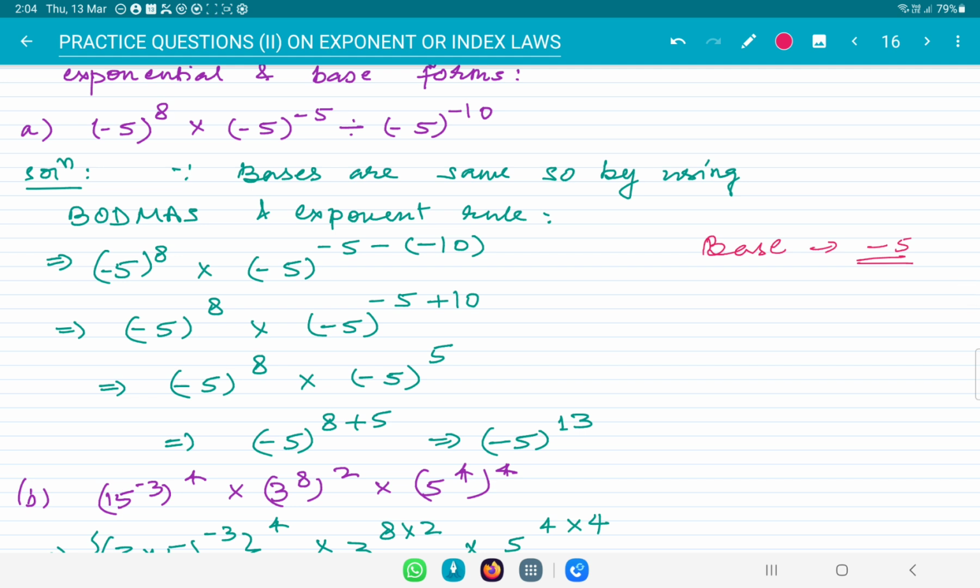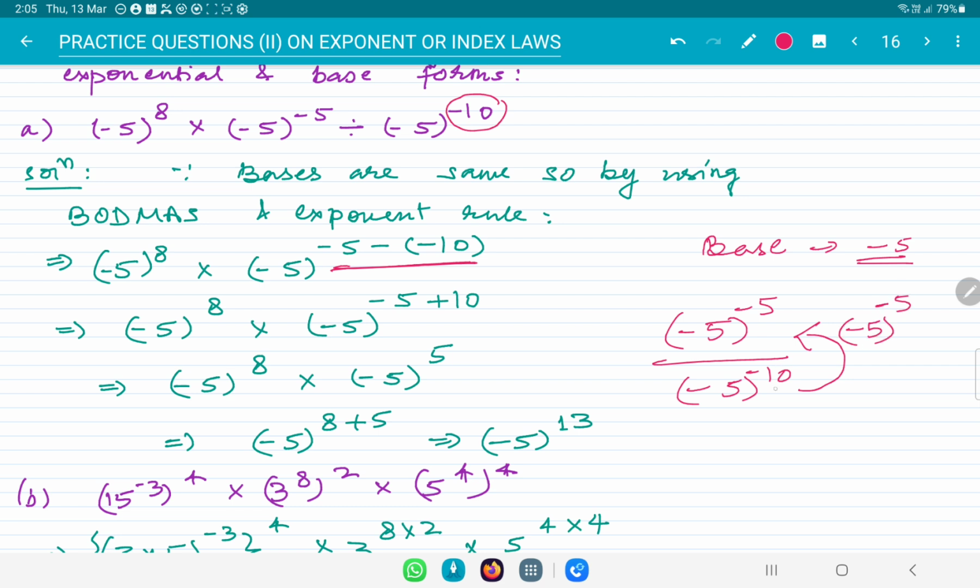Now see whether it is division. Yes, division is here. So we use the BODMAS rule, because in BODMAS we have to do division first. So minus 5 raised to the power minus 5 divided by minus 5 raised to the power minus 10. When it comes up, it will become minus 5 raised to the power minus 5 as it is, and this minus 10 will become plus 10. So see here it is plus 10.